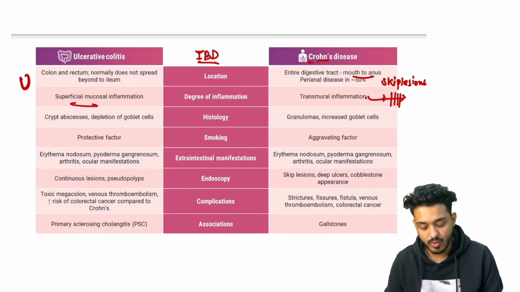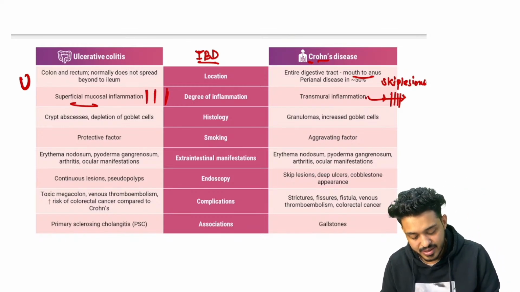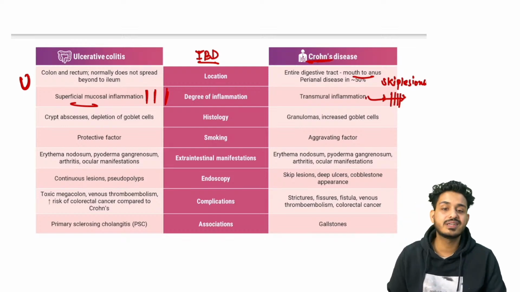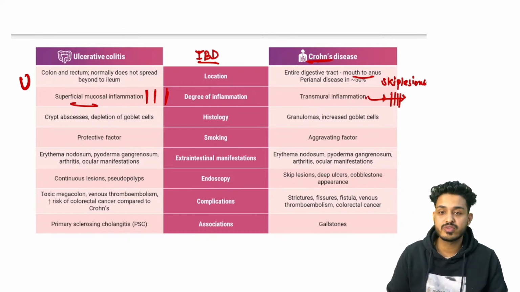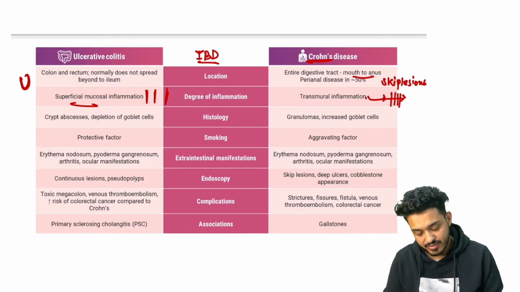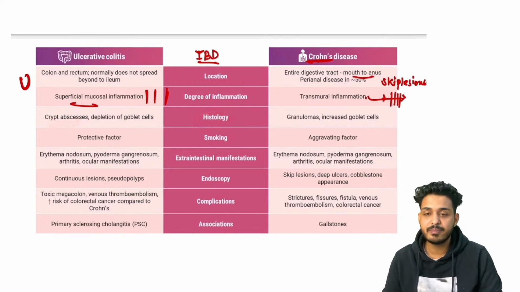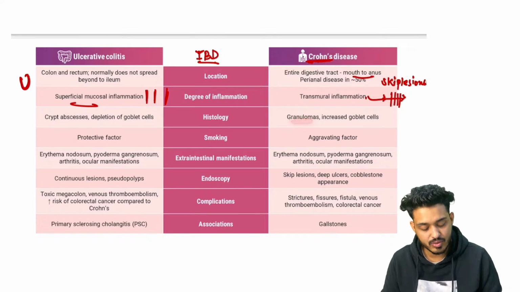What will be there in ulcerative colitis? Only ulcers, right? But this particular Crohn's disease can present with penetration or perforation also, right? Apart from that, we are having histology. You will be finding crypt abscess here. Here you will be having granuloma, and increased goblet cells.